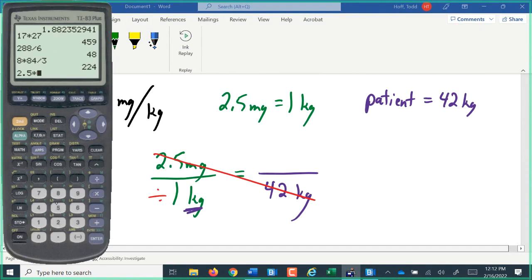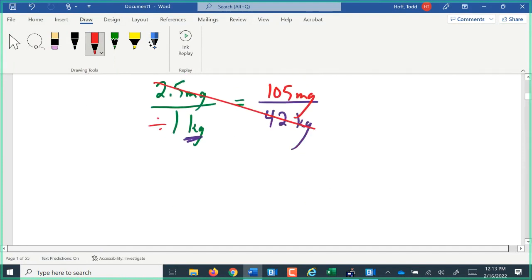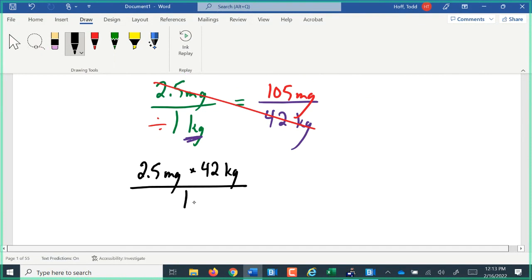Gives us 105 milligrams. Now the units here do work out as well. So I'm going to write out this calculation the long way. This is 2.5 milligrams times 42 kilograms divided by 1 kilogram. And you'll notice here the kilograms cancel out. So the only unit that's left is the milligrams. So the units should always work out as well within our proportions for our calculation.